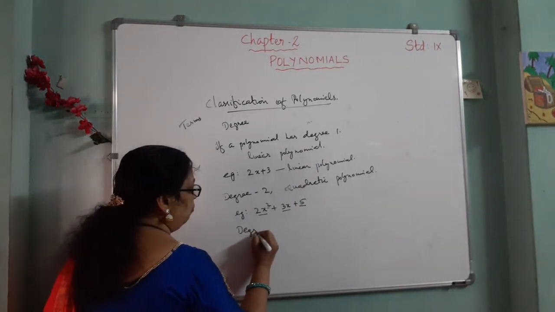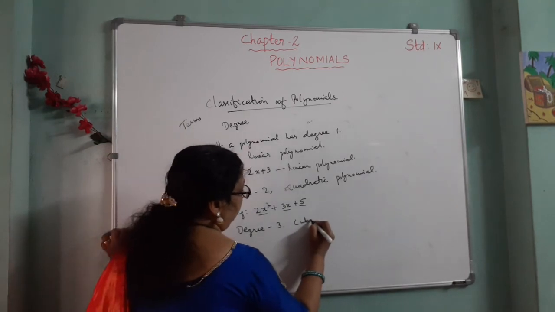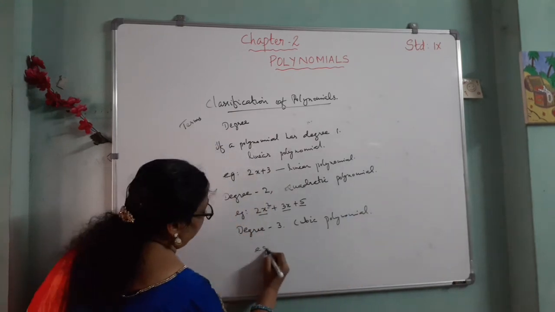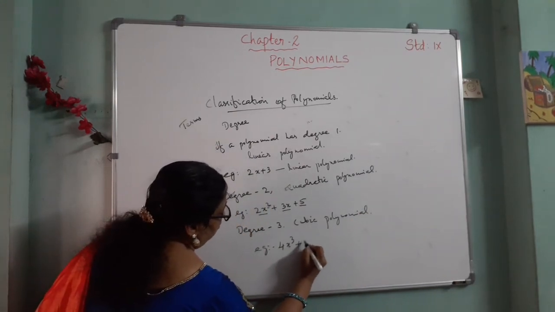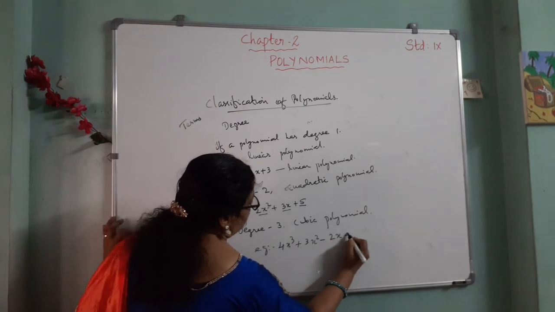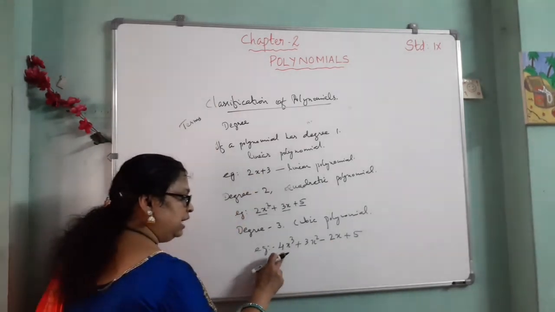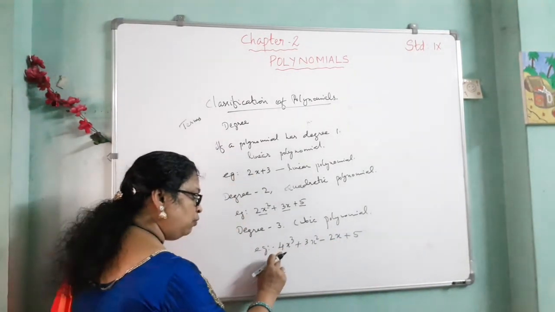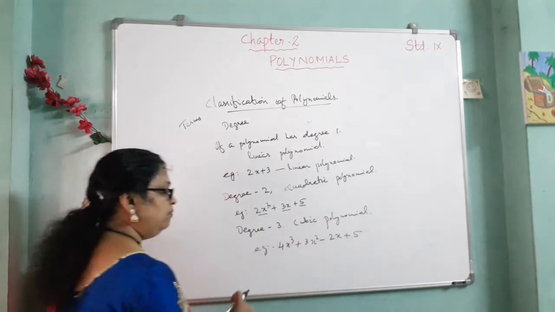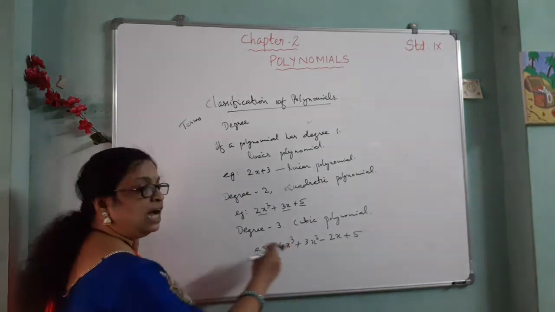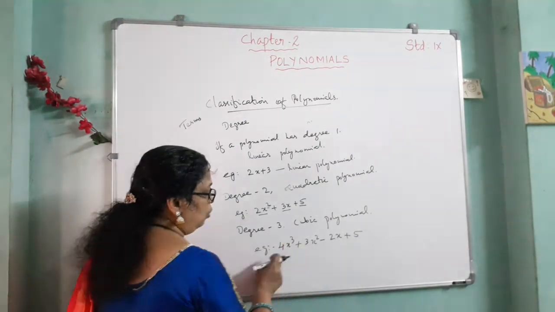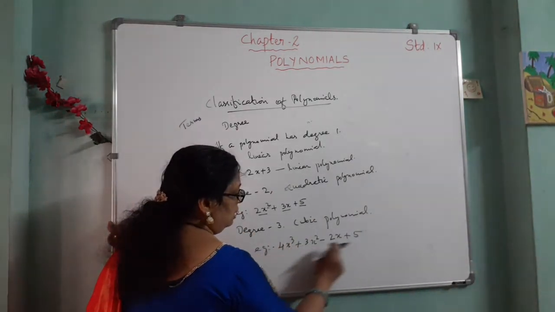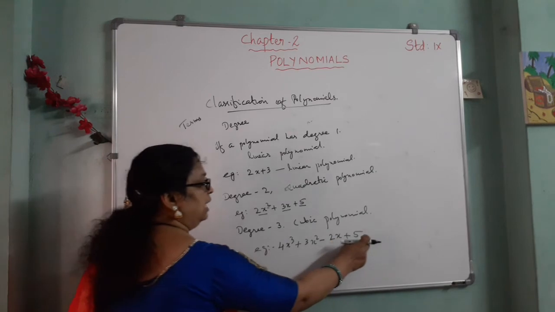And if the degree of a polynomial is 3, it is called a cubic polynomial. For example, 4x cube plus 3x square minus 2x plus 5. Here the terms are 4x cube, 3x square, minus 2x and 5. Coefficients are 4, 3, minus 2 and 5. Then the degree of this polynomial, that is the highest power of the variable in this polynomial. Here the highest power is x cube, x raised to 3. So the degree of this polynomial is 3. So this is a cubic polynomial.